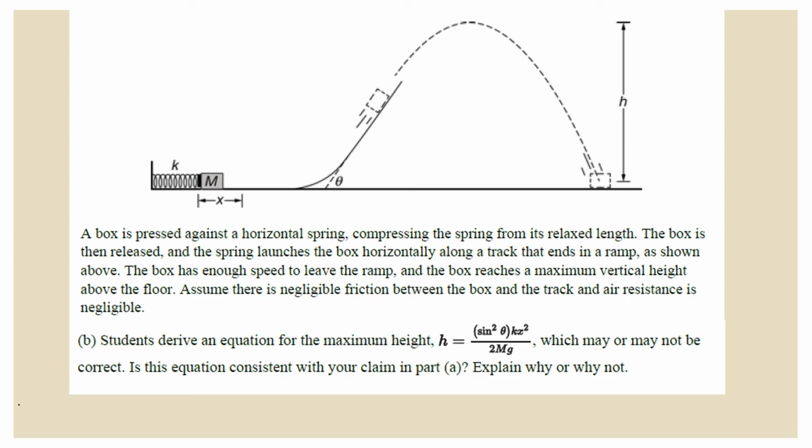It says students derive an equation for the maximum height h, and it says h is equal to sine squared theta k x squared over 2mg, which may or may not be correct. It says, is this equation consistent with your claim in part A? Why or why not? So obviously for this question, you have to think, well, what did we say in part A? In part A, we said a larger spring constant is going to yield a larger maximum height. So the obvious question here is, does this equation show a larger spring constant is going to give you a larger height? This equation shows the height is directly proportional to the spring constant. So a larger spring constant would yield a larger height.